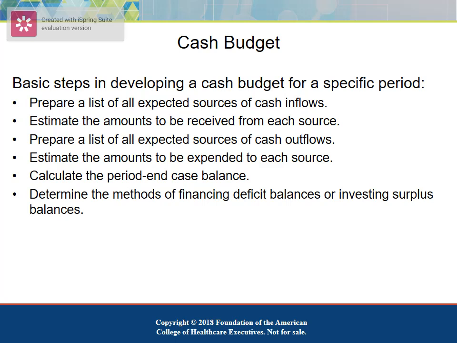And so we can prepare a list of all our expected sources of cash coming in and the amounts from each source, and then our outflows of cash and the amount that we have to pay, wages and accounts payable, and then look at what that ending balance is. And to determine based on that, where are we going to be short? When are we going to be short? When in those cycles are we going to be short? And how are we going to handle that?